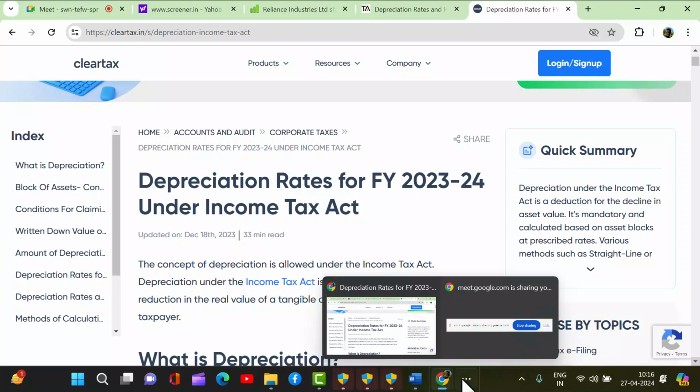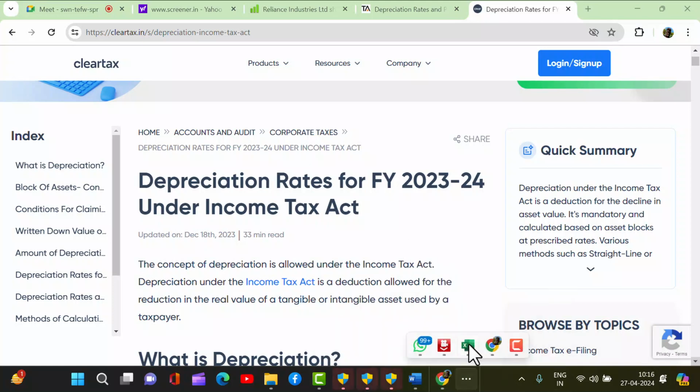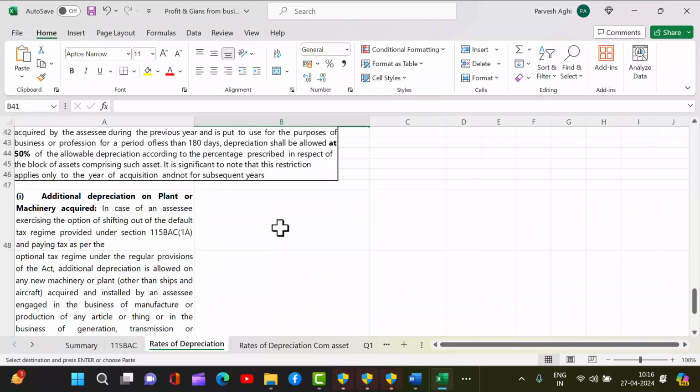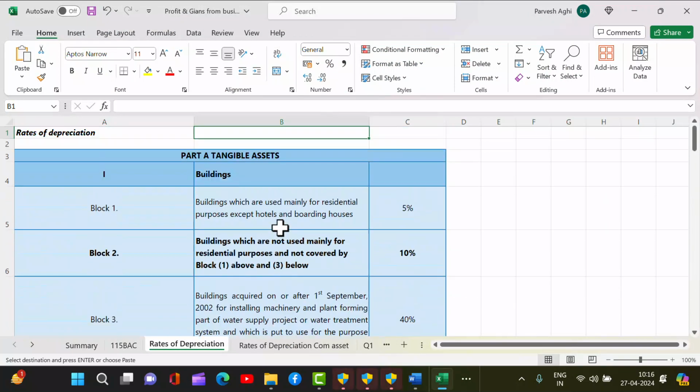Now if we move back to the Excel sheet, I have given the rates of depreciation here. If you move to the top, under income tax, the depreciation is calculated on the basis of block of assets. Under the Companies Act, each individual asset is a separate asset, and depreciation is calculated on the basis of the number of days it has been used. Whereas under the income tax, the depreciation is basically under two parts.